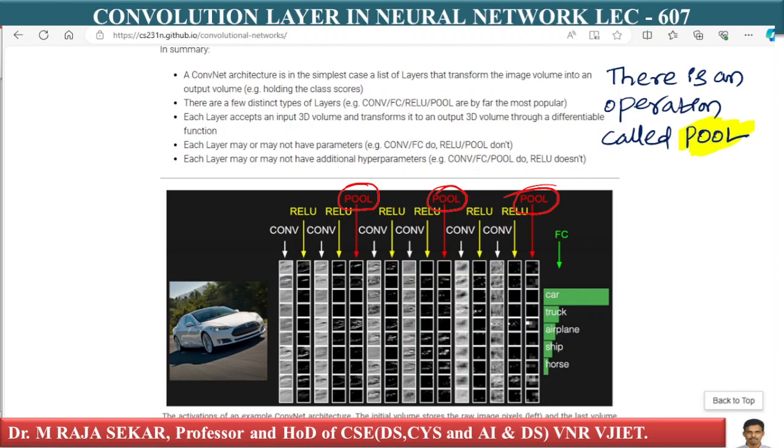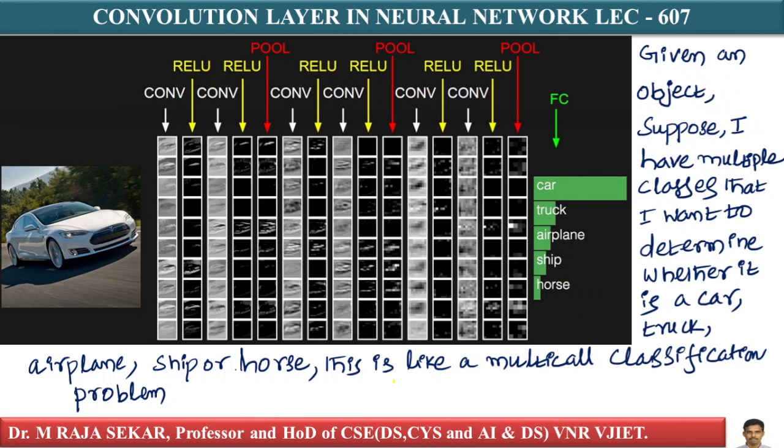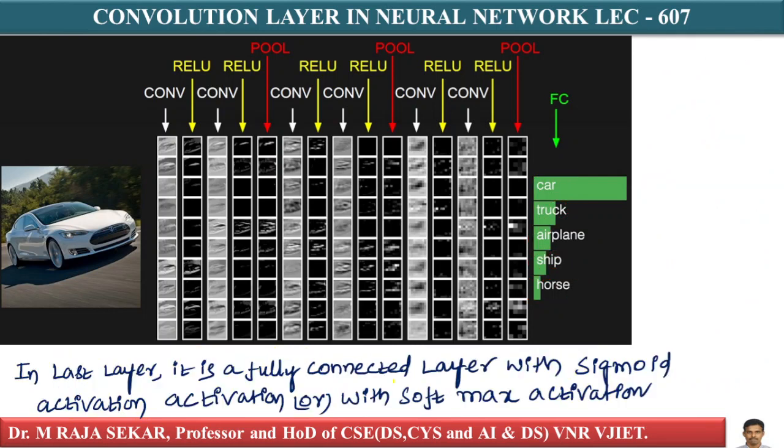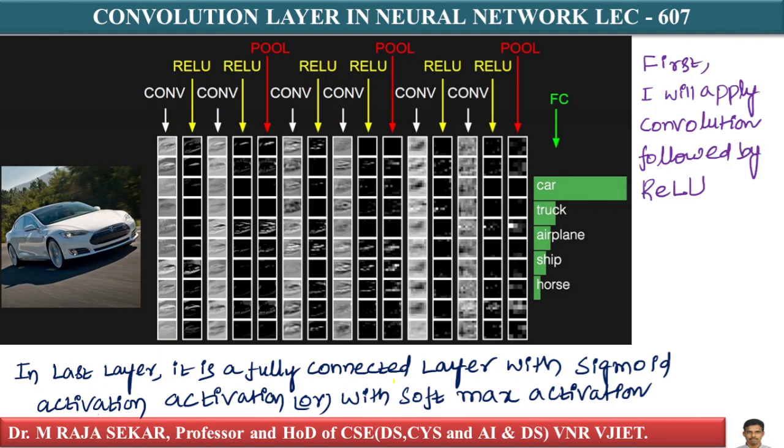Given an object, what do you have to do? Suppose I have multiple classes that I want to determine: whether it is a car, truck, airplane, ship or horse. So this is like multi-class classification, isn't it? So what I have here in the last layer is a fully connected layer with sigmoid activation, or to put it more simply, softmax activation.